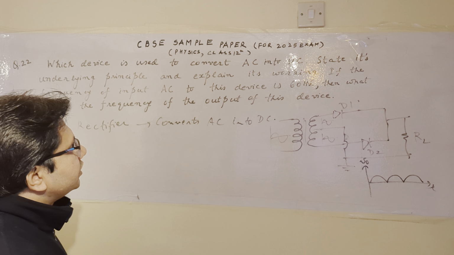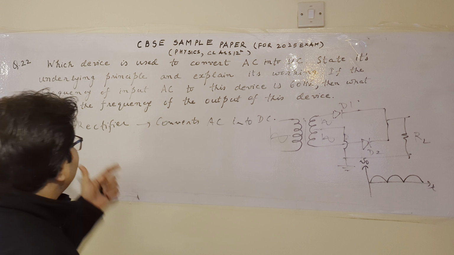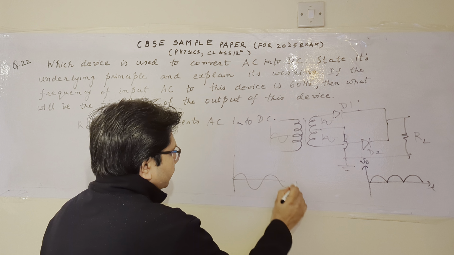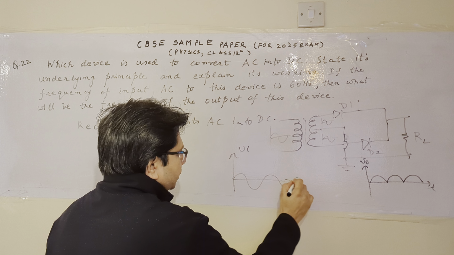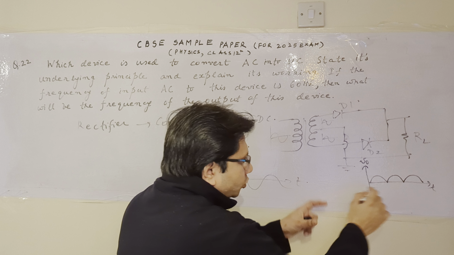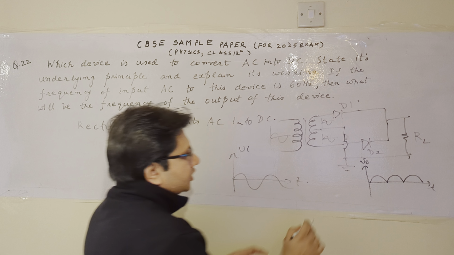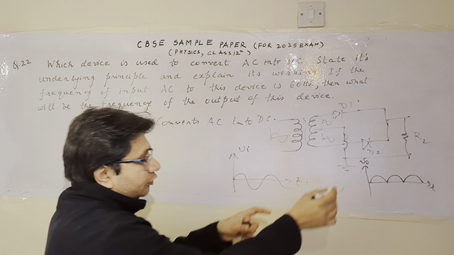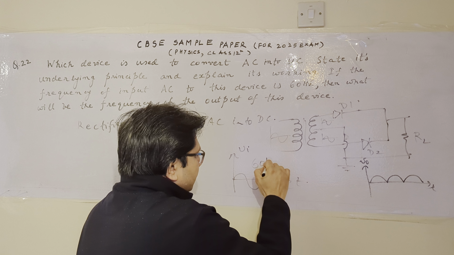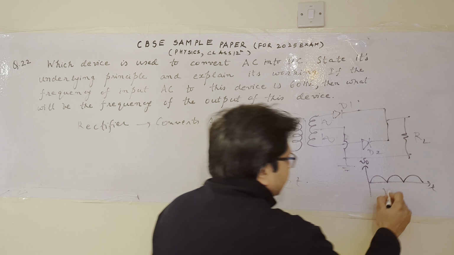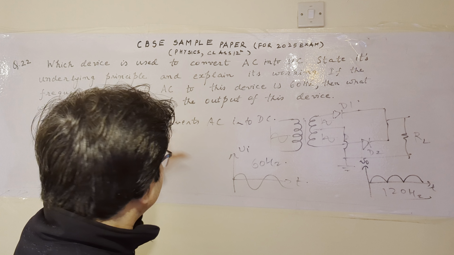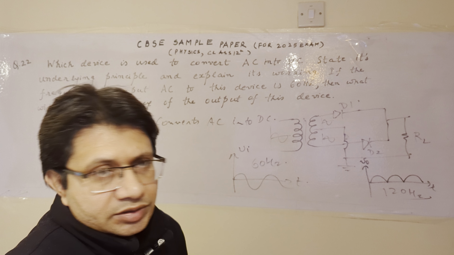If the frequency of input AC to this device is 60 Hz, then what will be the frequency of the output of the device? The frequency of the input voltage waveform with respect to time is 60 Hz. The frequency of the output of the full wave rectifier is basically 2 times the frequency of the input signal. So if the frequency of the input signal is 60 Hz, then the output voltage waveform of the rectifier corresponds to 120 Hz. So the answer to this part of the problem is 120 Hz.